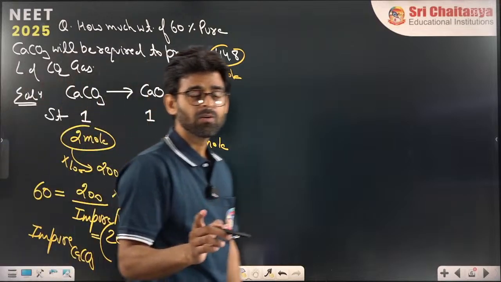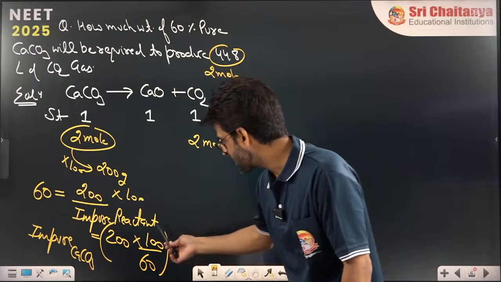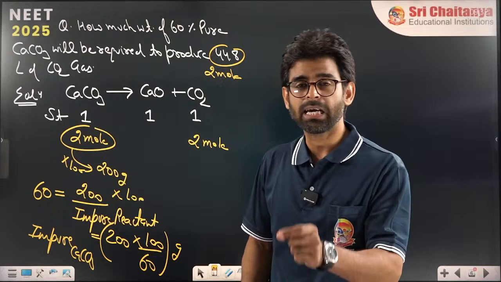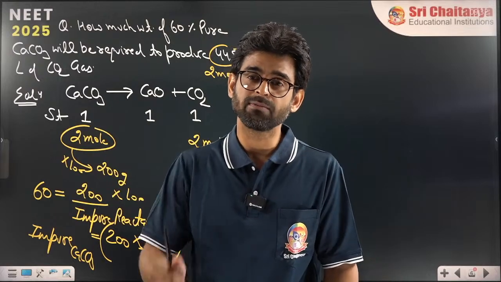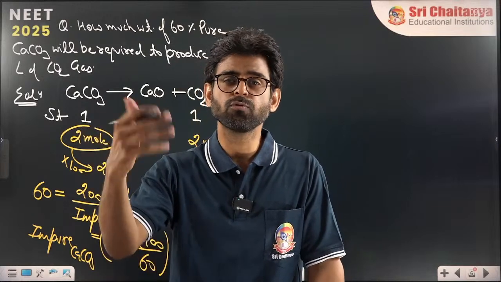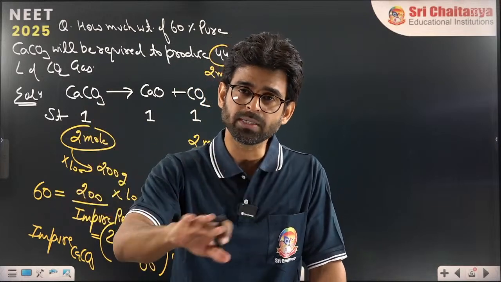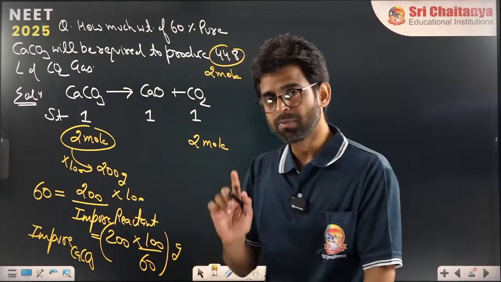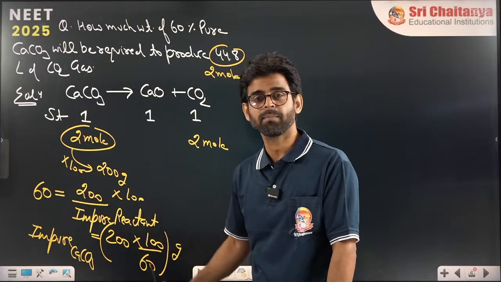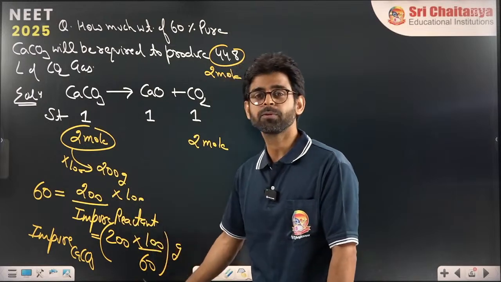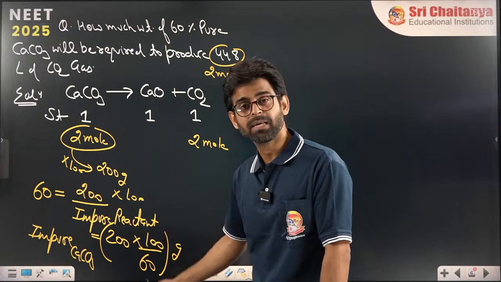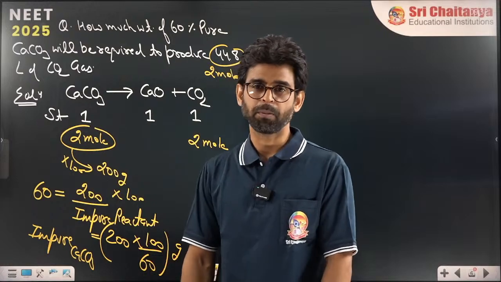And remember, what do students do here? They do it reverse. They do 60 by 100. No. If 200 is the actual required, then I will buy more from the market, because after removing impurity I will need 200. I will buy extra, maybe 240, 230, so that after removing impurities I will get 200 pure. So be careful when you find the impure reactant amount. Please, 100 by purity percentage. Not like 60 by 100, it's 100 by 60. Be careful about it, right?